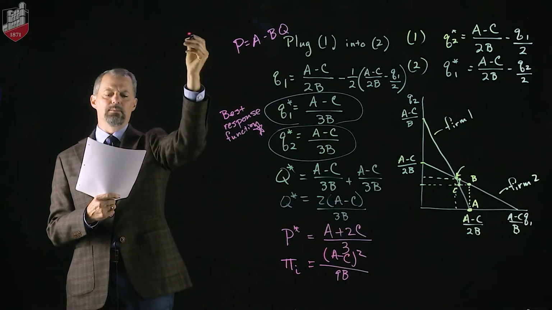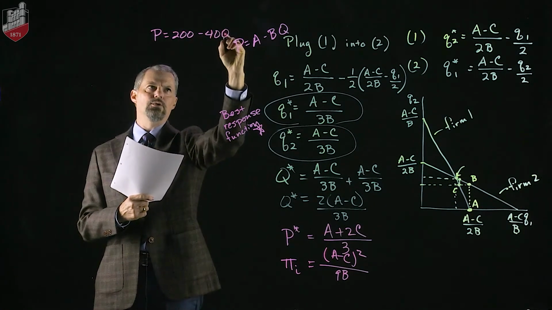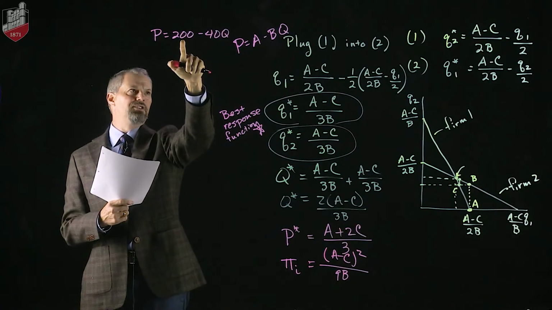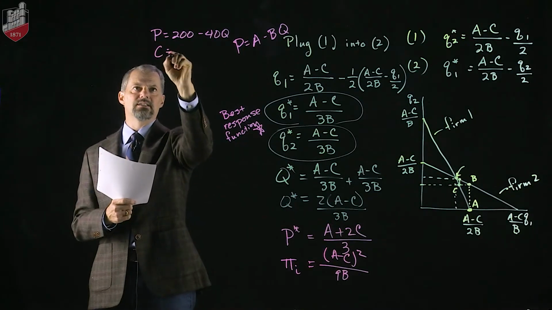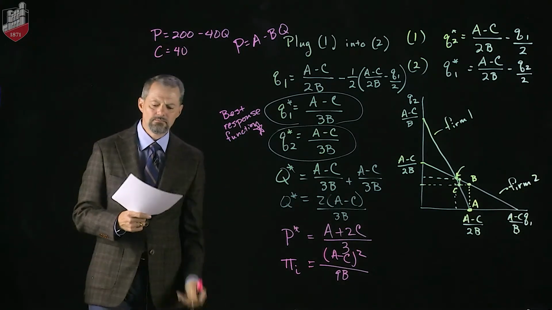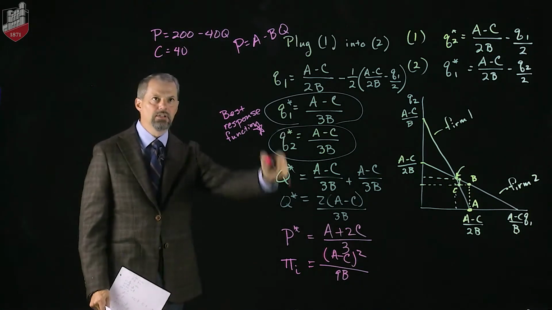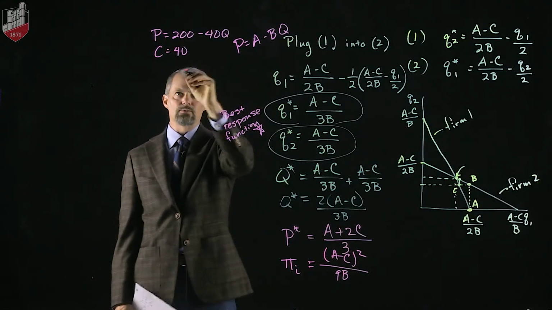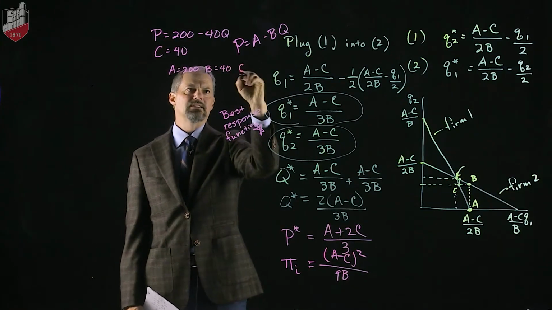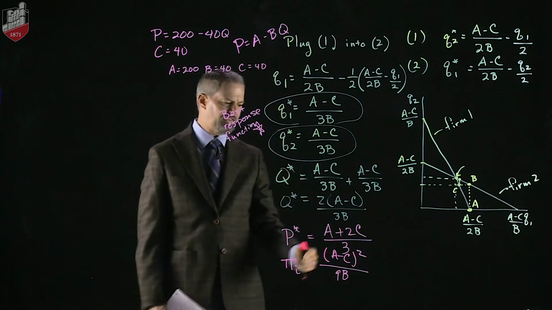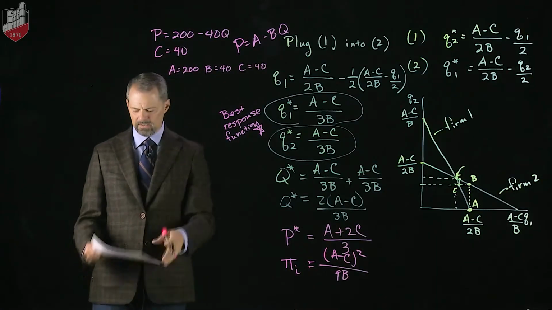Let's suppose we have two firms. Let's suppose our market demand curve looks like this, 200 minus 40Q. So here, A is equal to 200 and B is equal to 40. And let's suppose that our cost is equal to 40 also. Now what you could do is just plug in: A is equal to 200, B is equal to 40, C is equal to 40. You could plug A, B, and C into each of these things and easily, in no time, come up with your answers. But let's work through it.